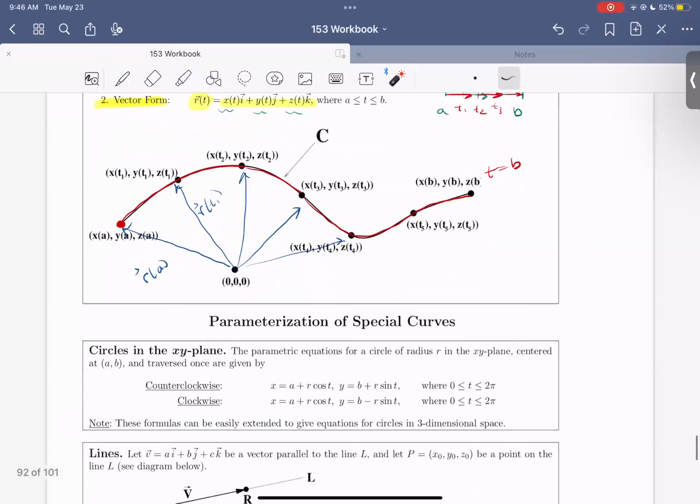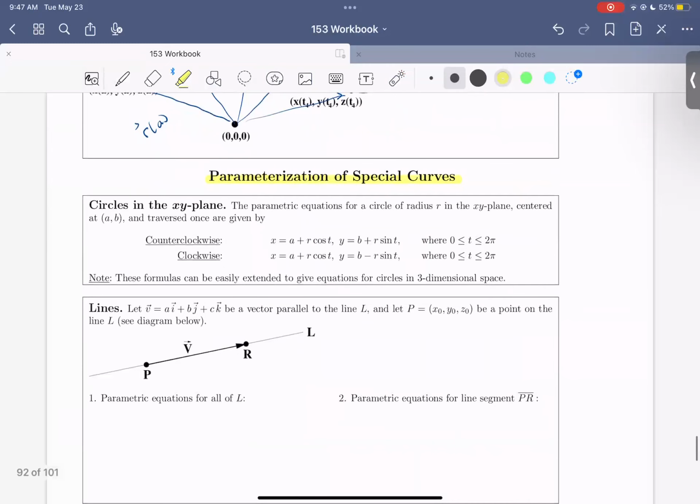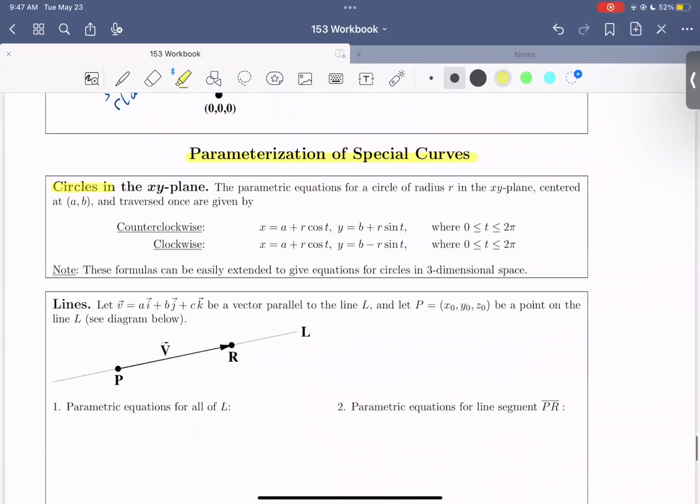Right, so now let's look together at some special curves in their parametrization. So first, let's consider the circles in the xy plane. So we did see this in some of the earlier examples in this section, but here we just have it summarized for us, and it's convenient then to reference back to these equations. So here it says the parametric equations for a circle of radius r in the xy plane centered at the point (a, b) and traversed once are given by the following.